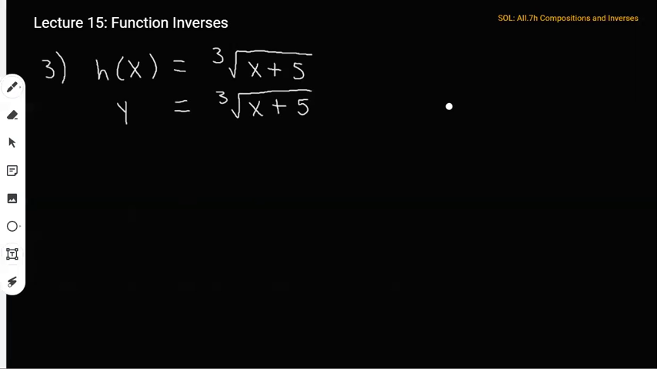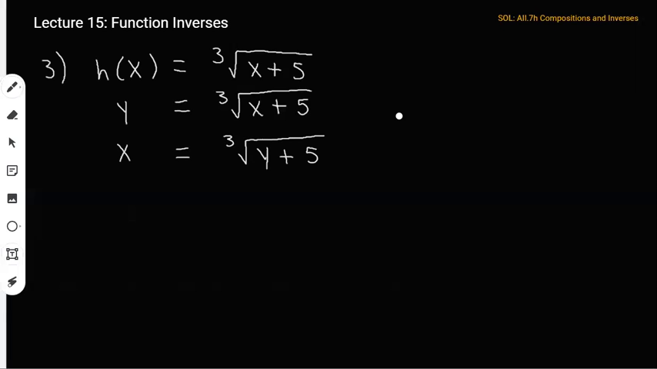The next thing I'm going to do is switch x and y around. So x is going to be on the left side, and y is going to be under the radical. I'm going to get the cube root of y plus 5. I'm just changing that x into a y. So we've switched x and y around.